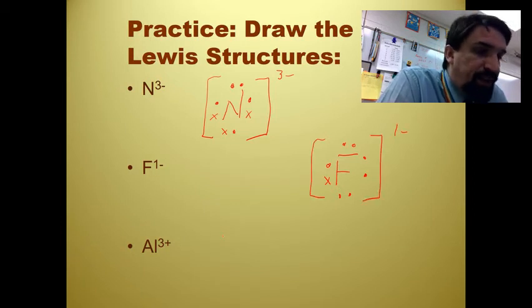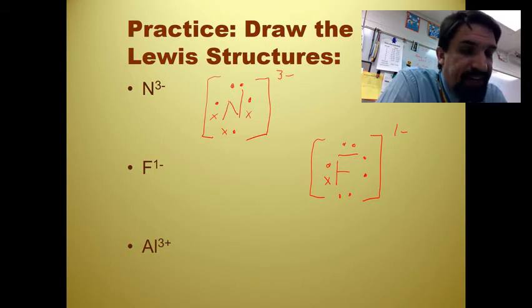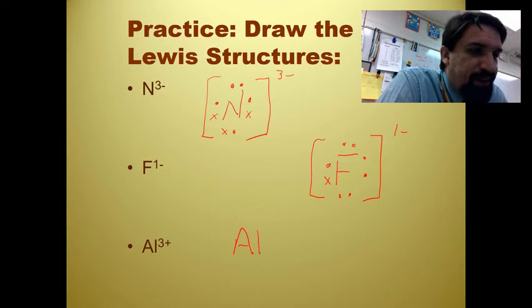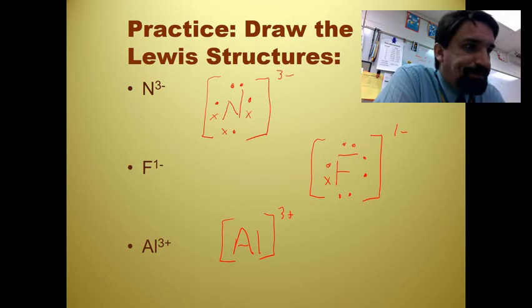And aluminum, well, this one's the easy one because aluminum normally has 3 valence electrons, but the 3+ means that I've lost them. So I'm just going to draw aluminum like that.